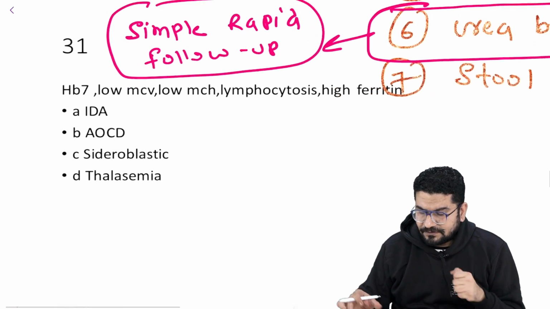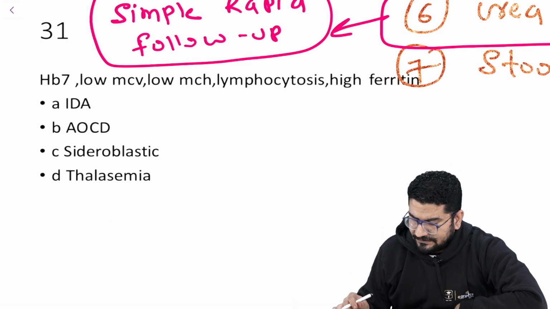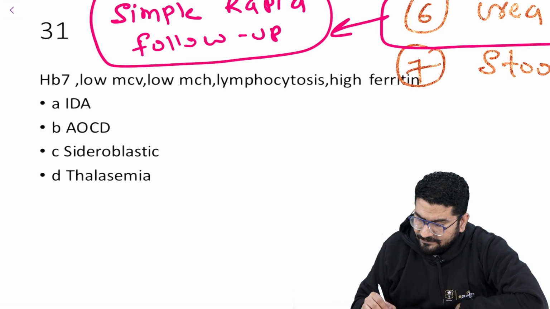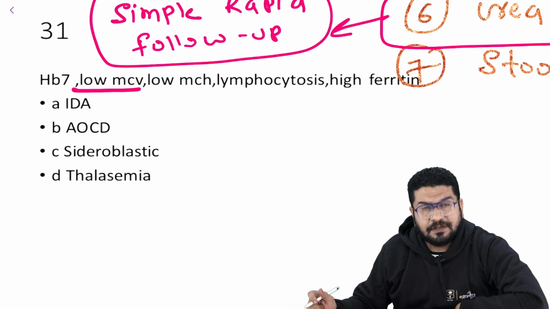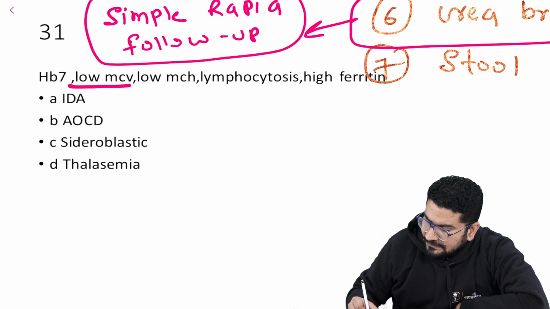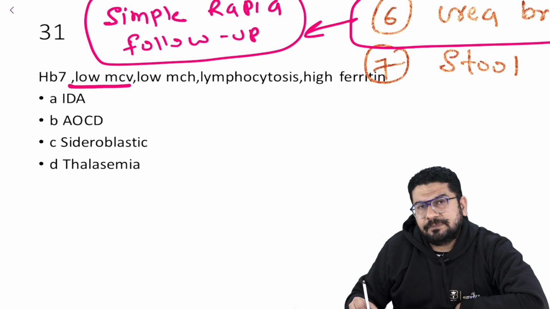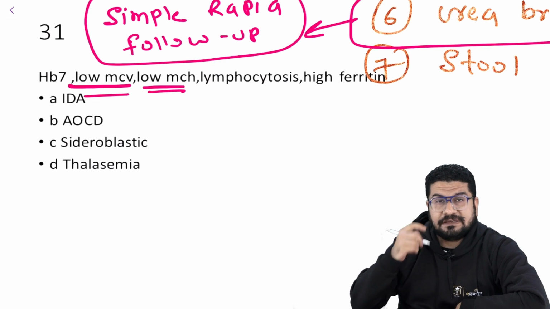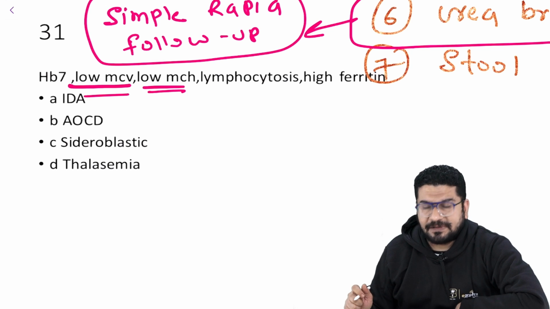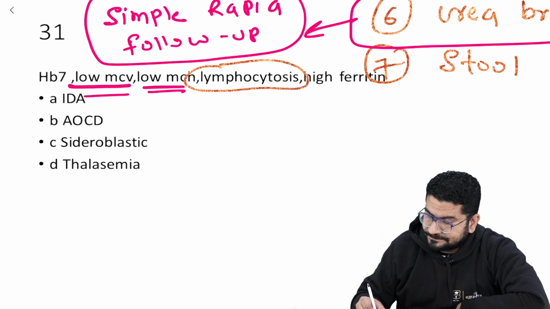Okay, coming to next question, hemoglobin is 7, low MCV, low MCH, lymphocytosis, high ferritin. So just try to understand this. Whenever you see low MCV, we talk about microcytic anemia. So all options they have given are about microcytic anemia. So let us see, understand this. What are the parameters we need to differentiate this? You can differentiate this based on some parameters, because low MCV, low MCH, you can see in all these anemias, because all these are microcytic hypochromic. So the biggest hint in the question is the lymphocytosis.